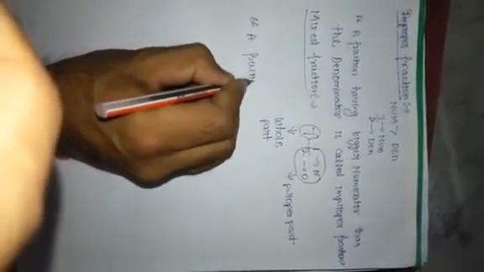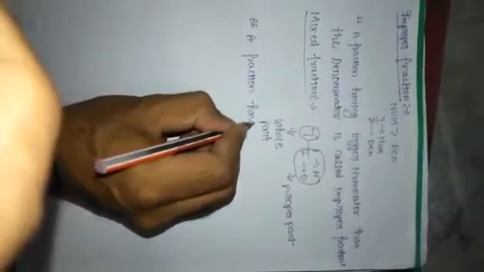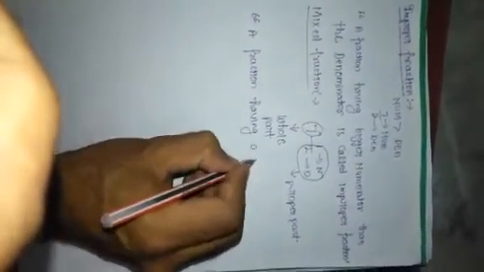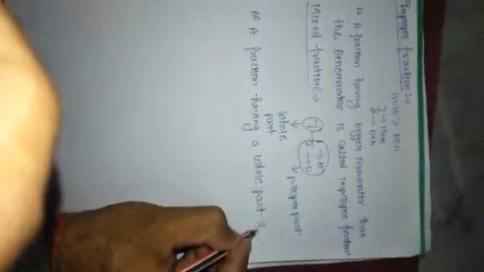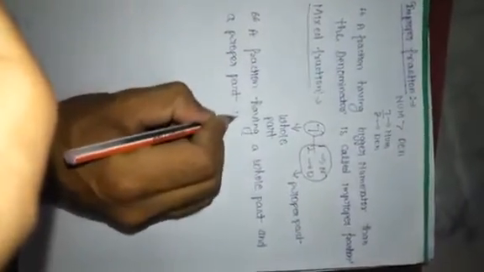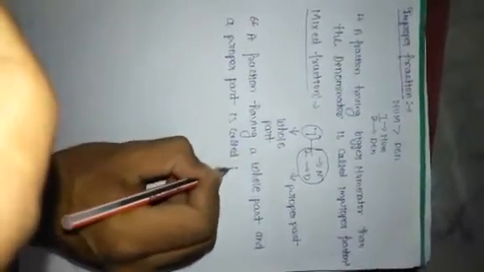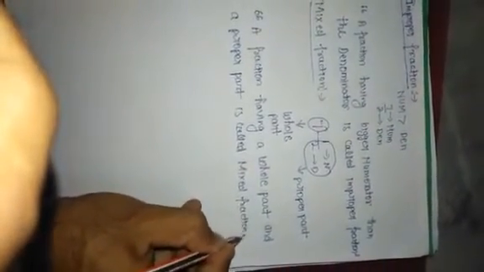A fraction having a whole part and a proper part is called mixed fraction. So it can be clear for you. A fraction having a whole part and a proper part is called mixed fraction.